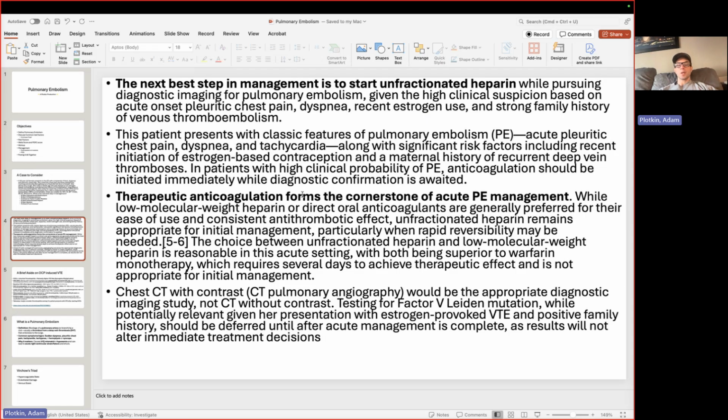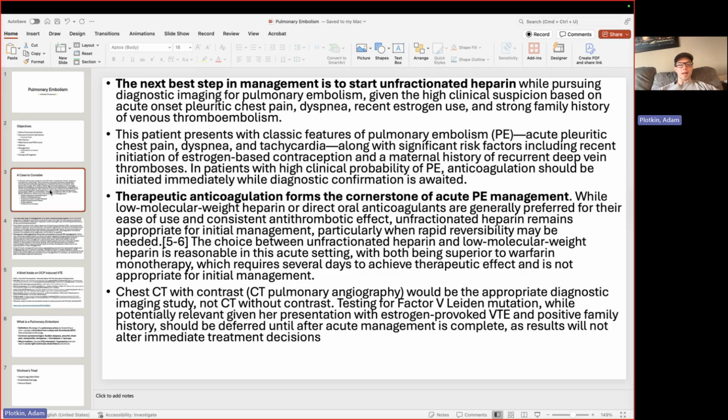So to definitively diagnose PE, and again, we'll talk about this coming up, our gold standard is going to be a CT pulmonary angiogram. If the patient can't do a CT pulmonary angiogram, a VQ scan is also an appropriate option. And again, we'll talk about that in a little bit.